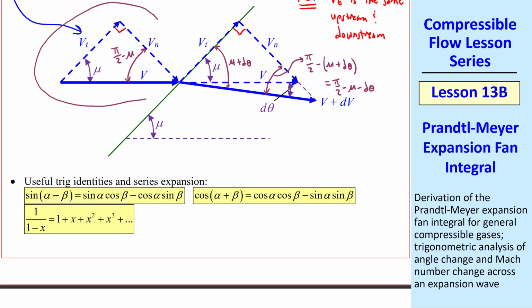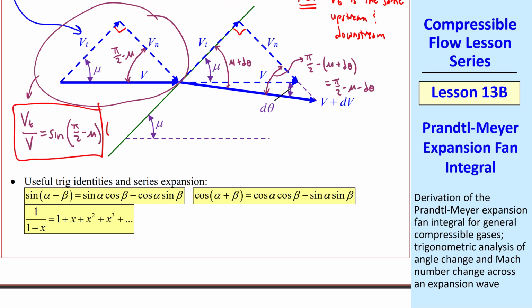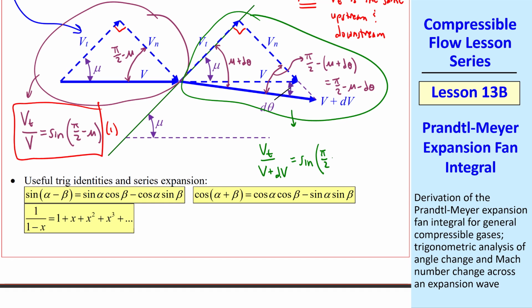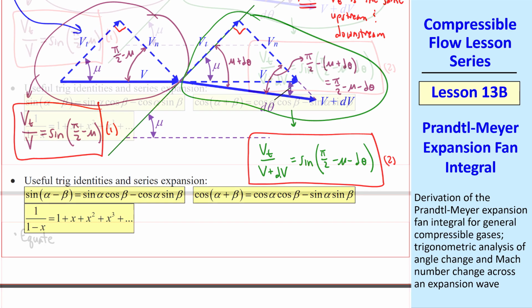From this right triangle on the left, we see that vt over v is equal to the sine of pi over 2 minus mu. I'll call that equation 1. If we do a similar thing with this triangle on the right, we have vt over v plus dv equals sine of this angle, pi over 2 minus mu minus d theta. I'll call that equation 2.